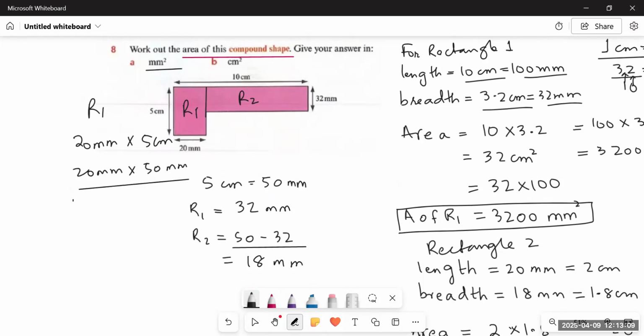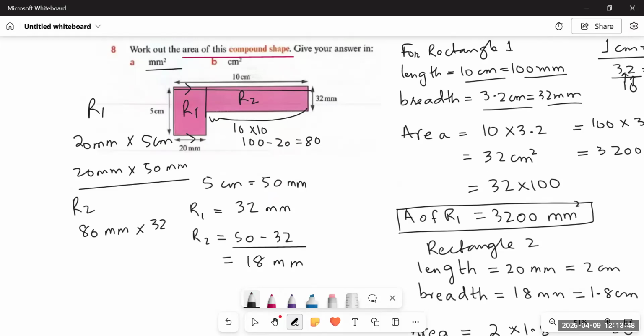And for R2, we are provided with 10 centimeters, the length starting from R1. It includes R1 and R2 both. If we want to find out the length of only R2, we see that the length of R1 is 20 millimeters. So the length of R2 would be 10 multiplied by 10, that is 100, minus 20, which is 80. So the length of R2 will be 80 millimeters, and the breadth is already given, which is 32.